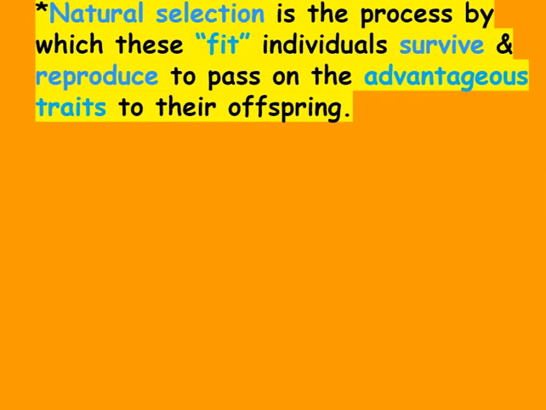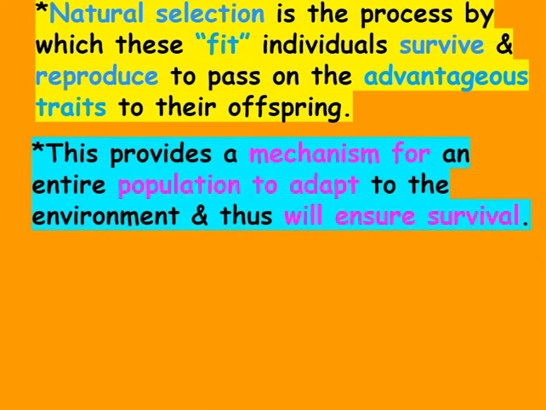Natural selection is the process by which these fit individuals survive and reproduce to pass on the advantageous traits to their offspring. This provides a mechanism for an entire population to adapt to the environment and thus will ensure survival. That's natural selection, providing that mechanism. And it's about the population. It's never about the individual in nature. It's about that population surviving and continuing.